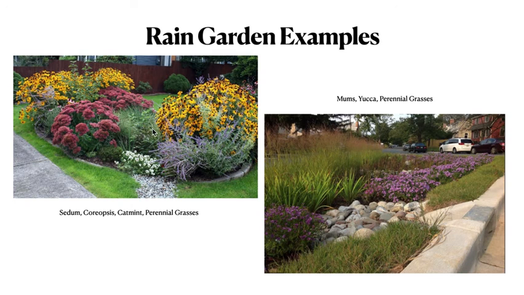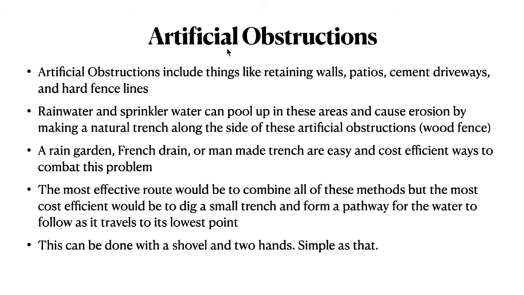So here we have some gorgeous examples, and I wrote down some of the plants that I recognized in here, so some sedum, coreopsis, and catmint, and then some perennial grasses around here. And it looks like they also have some kind of French drain here to help get rid of some of that water. And here's a more residential commercial area that they would have in a median. So here's the storm drain, and it goes directly into this rain garden. So that is a very good way to get rid of all of the standing water in your area.